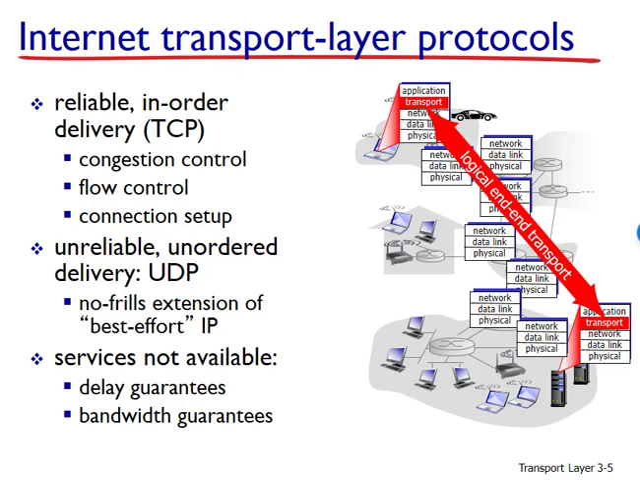Recall that the Internet, and more generally a TCP/IP network, makes two distinct transport layer protocols available to the application. One of these protocols is UDP, which stands for User Datagram Protocol. And this protocol provides an unreliable, connectionless service to the invoking application. The second of these protocols is TCP, which stands for Transmission Control Protocol. This protocol provides a reliable, connection-oriented service to the invoking application.